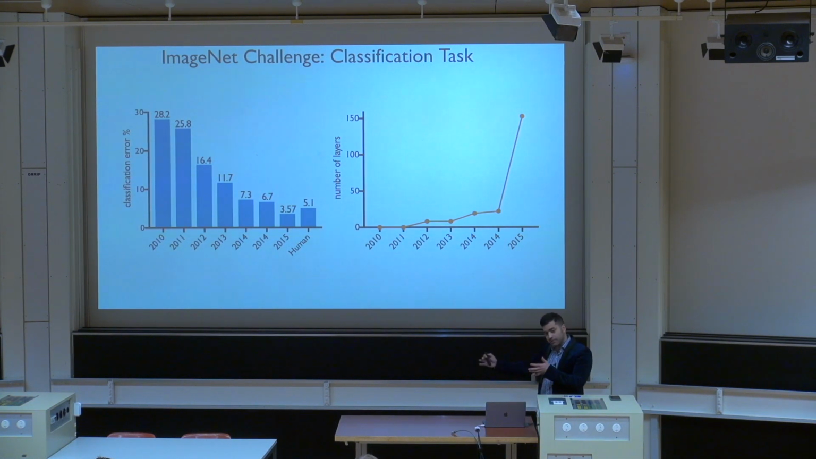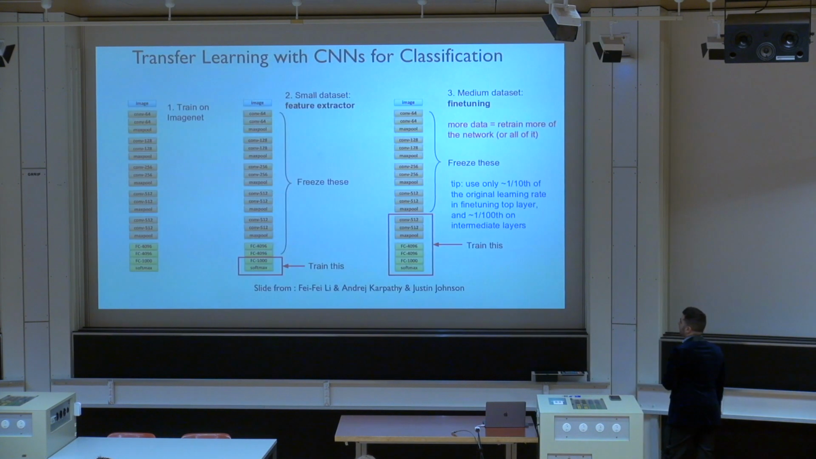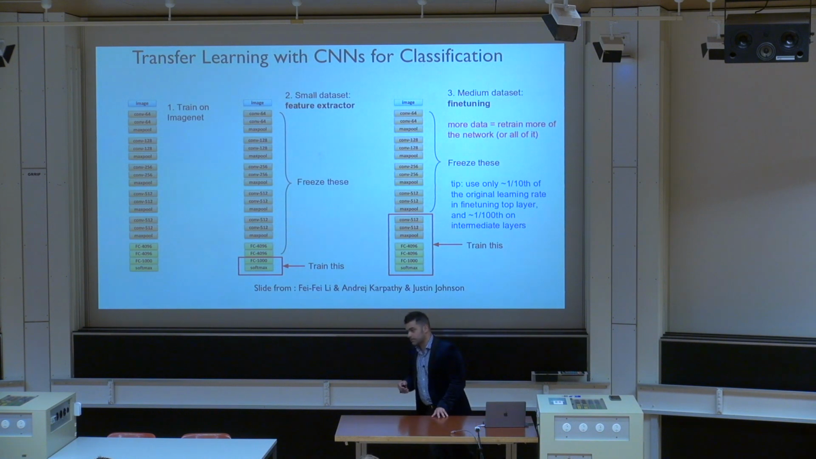You have much deeper layers with much better accuracy for image classification task. So this slide is very important for you because this is the way you should train your CNN. If you ask me how many images do we need for a specific task, I will tell you it depends. I mean, it depends on difficulty of your task.